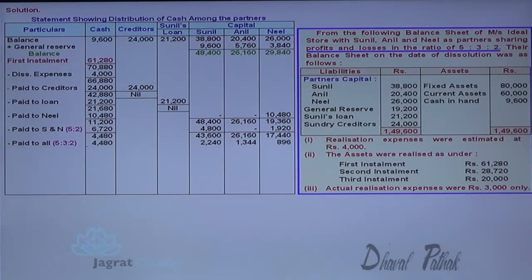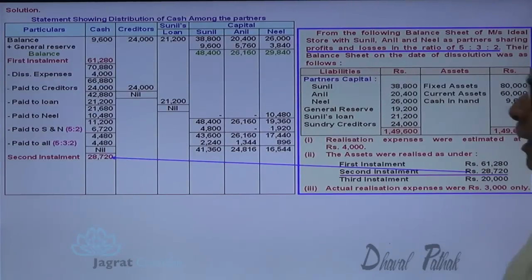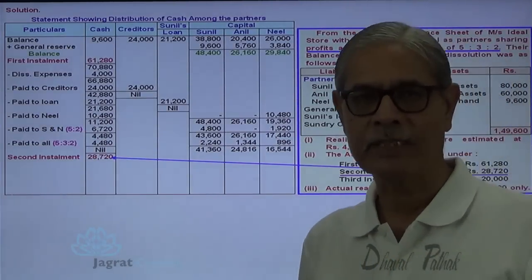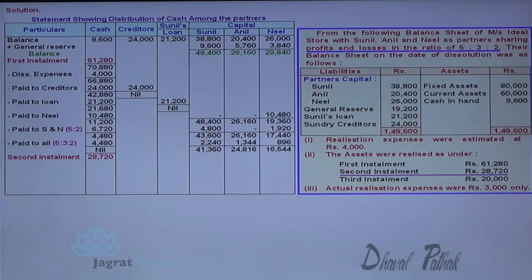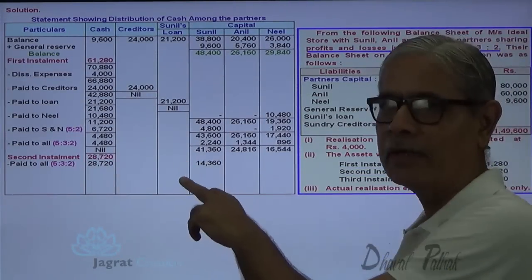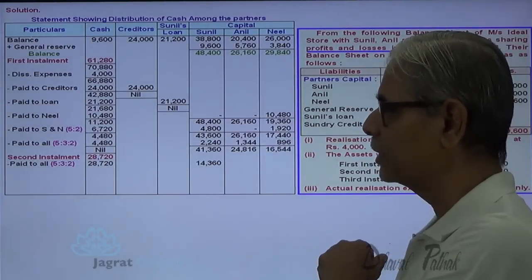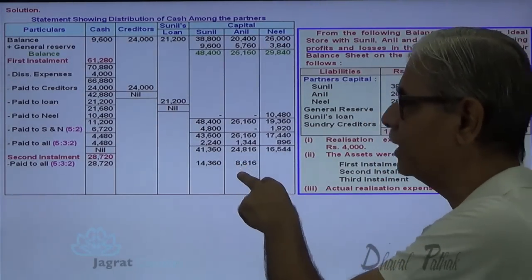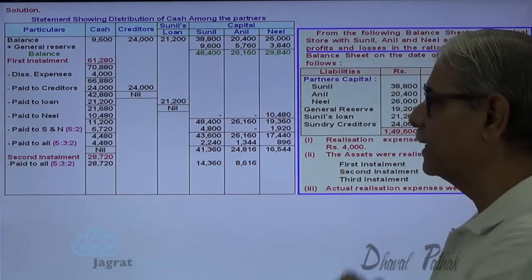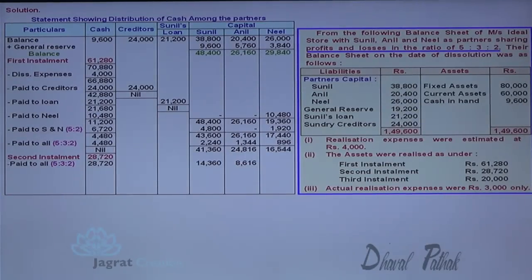Now this is how total cash is distributed. Now the next installment, 28,720. Here the capital ratio and the profit sharing ratio are the same, so it will be distributed in the ratio of 5:3:2. So 5/10 of 28,720 is 14,360. 3/10 of 28,720 is 8,616. And 2/10, 5,744, is the payment to be made to Neil.